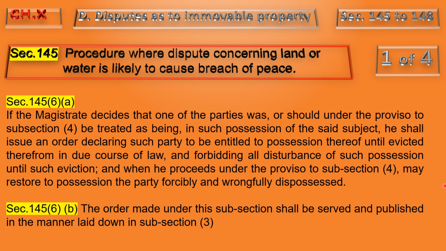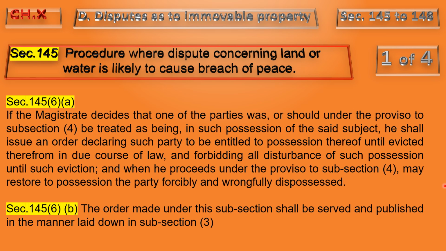It is informing us where a person is in possession of a disputed property. The magistrate may, for the time being, order that he can look after the property until and unless he is evicted from that property as per the procedure of law. The property may also be restored to the person who was wrongfully or forcibly thrown out of the possession. Means he was dispossessed. So the possession will be given back to that person who is the real owner.